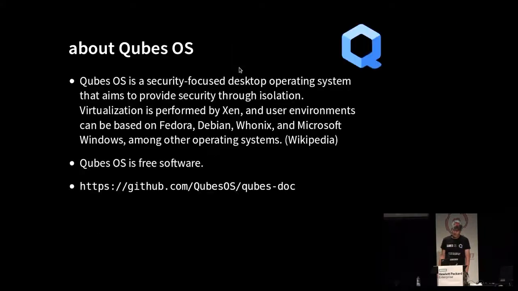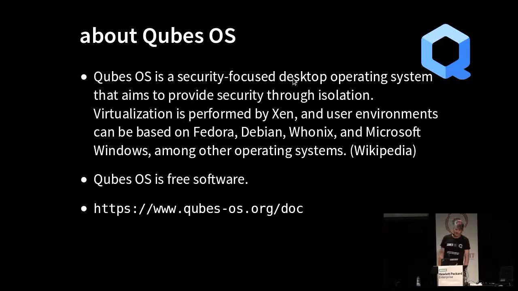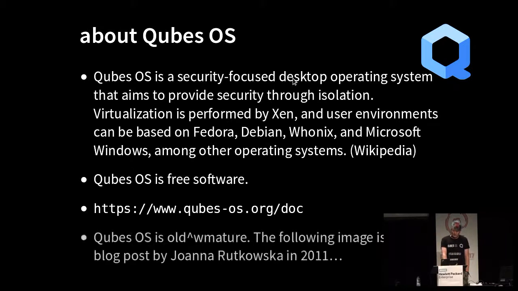And so the code lives on GitHub, under the GitHub user QubesOS. Very useful is Qubes doc, which has all the documentation as a Git repository. I really recommend to check it out. The reading is better done on the web page. And it really covers all the use cases and special cases and YubiKey and whatnot. So this is really the recommended source of information.